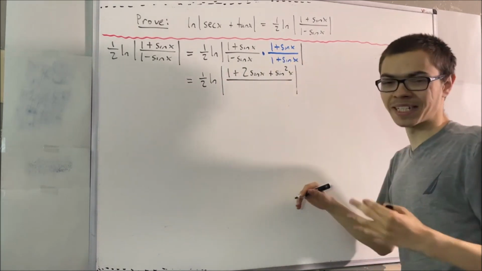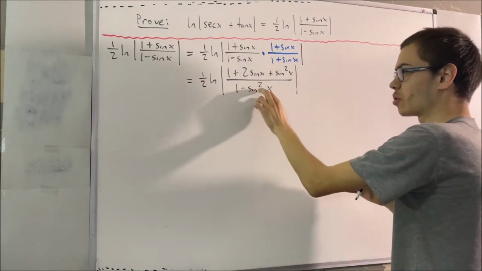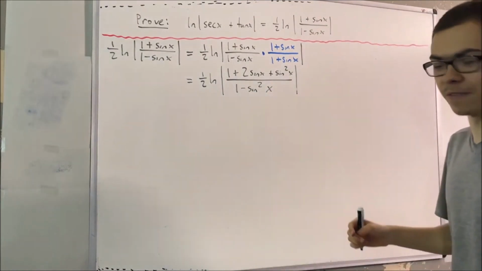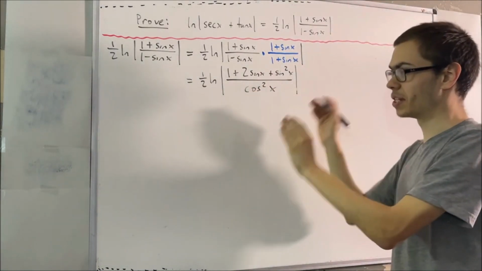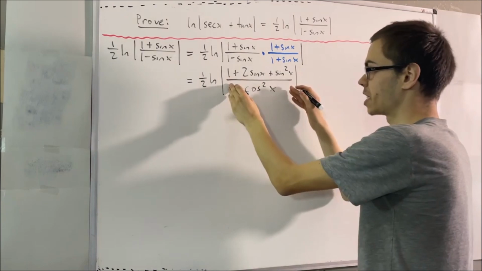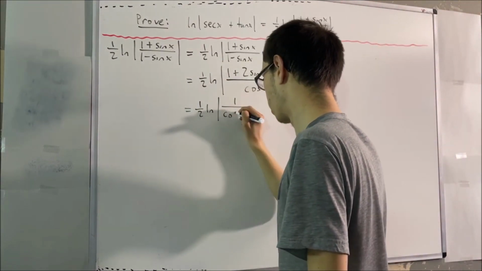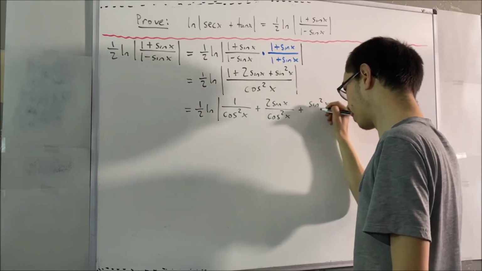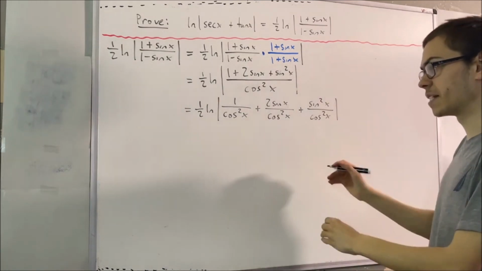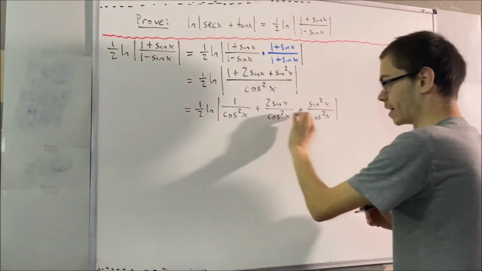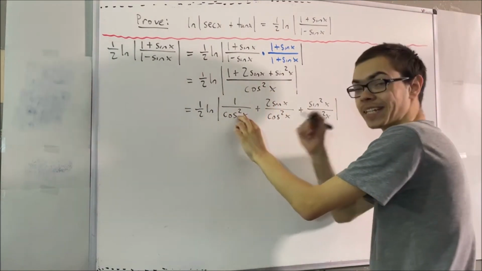leave you with 1 minus sine squared x. But we know that 1 minus sine squared of x is the cosine squared of x. So this is what we would get. And now what we can do is we could split up this fraction into a sum of 3 fractions. Just like this. And so now that we have this, all we got to do is rewrite these in a different way. Now we know that 1 over cosine squared is secant squared.